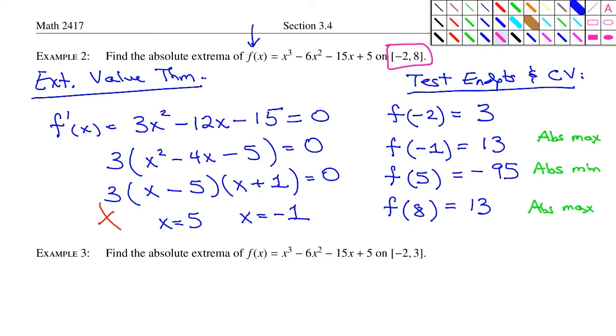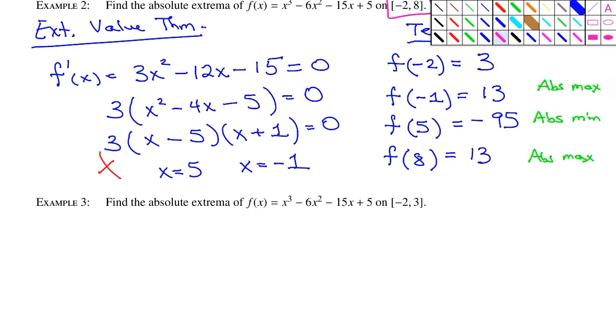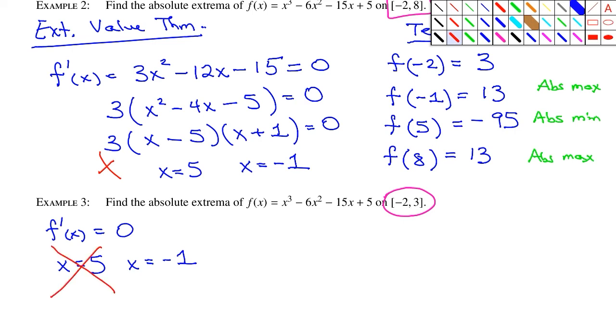Now let's look at example 3. And example 3 is almost the same, but notice that it has a different domain. This time it goes from negative 2 to 3. So when we take the first derivative and set it equal to 0, we still get x is equal to 5 and x is equal to negative 1. But this time, notice that x equals 5 is no longer in the domain that we are looking at. It has been excluded because the domain only goes up to 3.